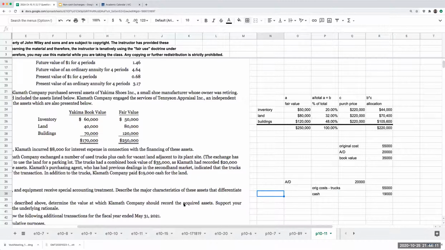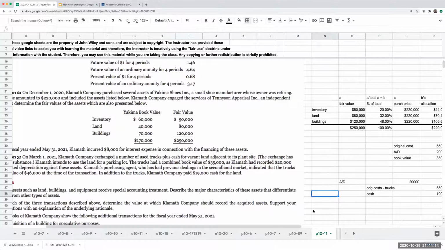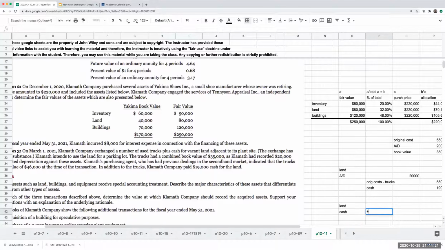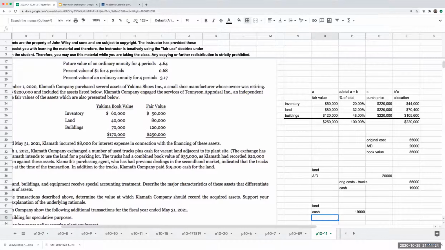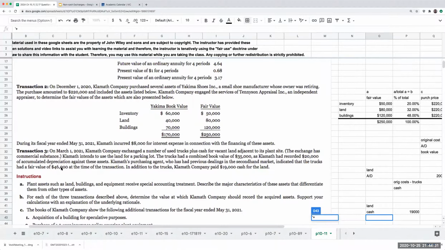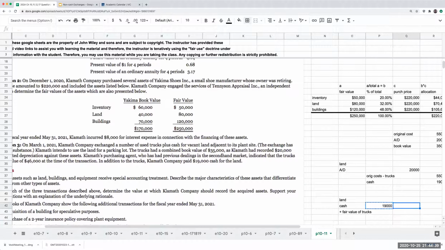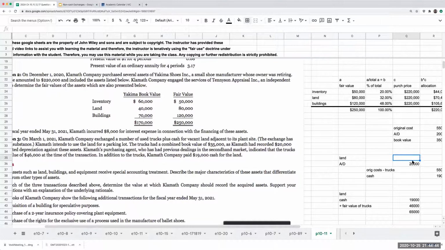Okay, so what do I do next? Well, to record the land, the value of the land is going to be the cash of 19,000 of what I gave up, plus the fair value of the trucks. And they're saying that the fair value of the trucks was 46,000. So the total value that I'm going to value this land for is going to be 65,000.